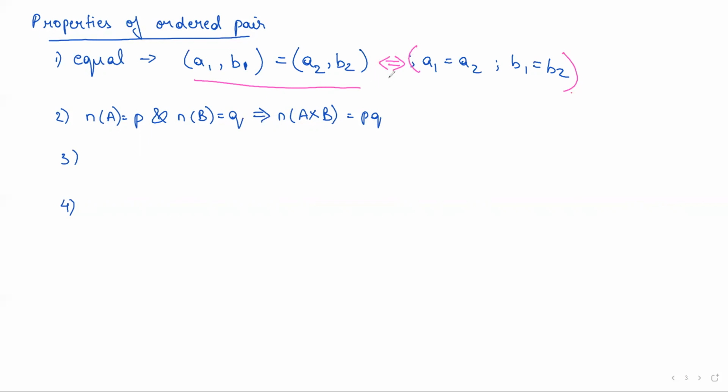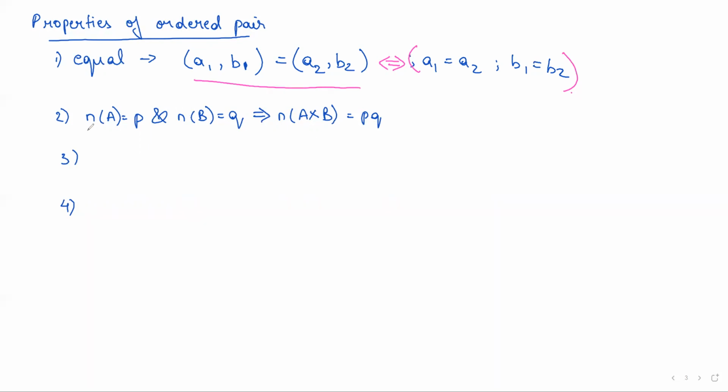This is double implies. We studied the symbol of double implies in sets. It means that if the left hand side is true, then the right hand side is true. And double implies also means if the right hand side is true, then the left hand side is also true. The next property is more of a condition.